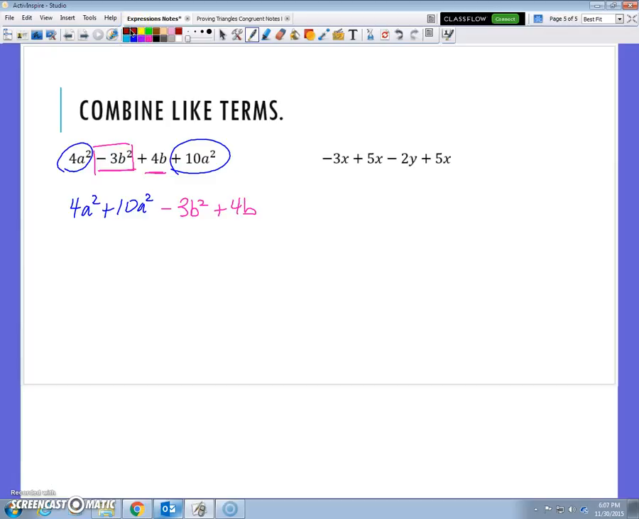All right, so let's take a look here. I do know that these can go together because they have the same exact variable and exponent. So 4 plus 10, 14a squared. Now, unfortunately, I can't squeeze this with this, so I need to leave them as two separate parts.